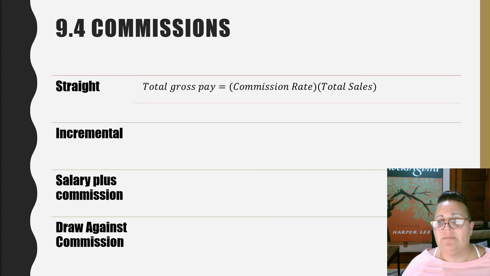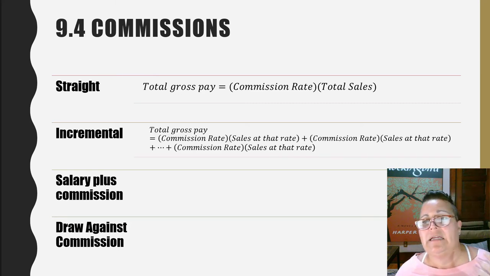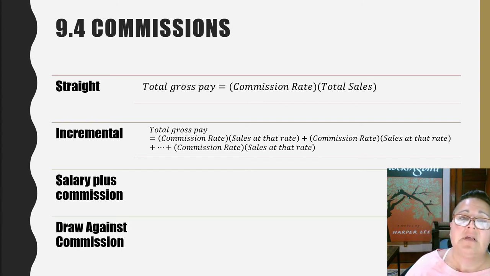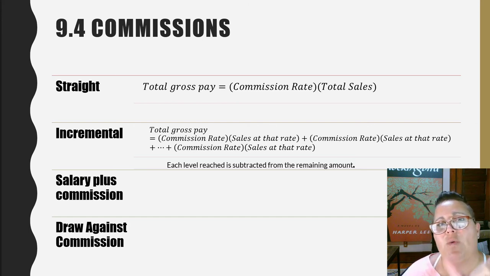So straight commission is just your commission rate times your total sales. That's where your total gross pay is just your commission rate times the sales. Incremental is again like the differential piecework. There are steps, and as you complete each step, the commission rate increases. Each level, the percentage of the commission will increase, but it doesn't apply to all of your total sales. It only applies to that tier.